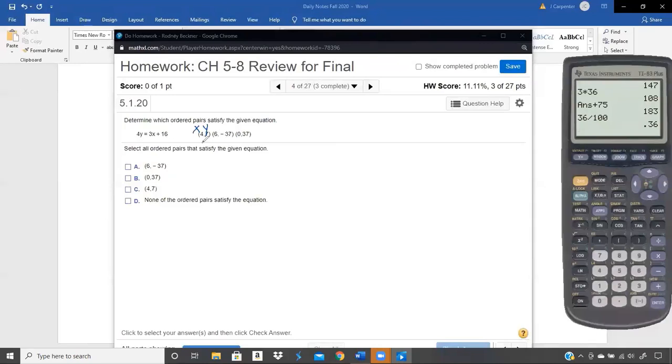And it says select all that satisfies. So they're saying maybe it's one of them, maybe it's two of them, maybe it's three of them, maybe it's none of them. I will tell you it's not all of them.